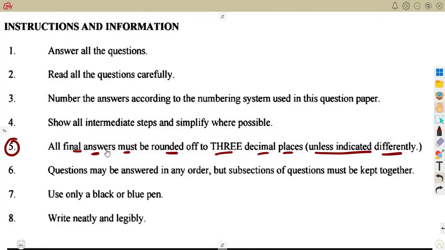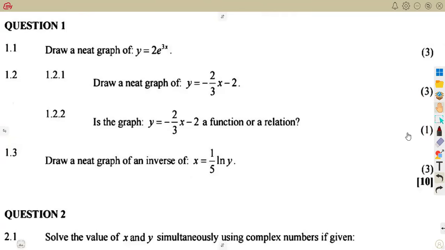So that is it, guys. Make sure that you read everything properly. Not gonna waste time, guys. Let us quickly go through our questions. On question number 1, which is the sketching of graphs, draw your graphs, 10 marks.